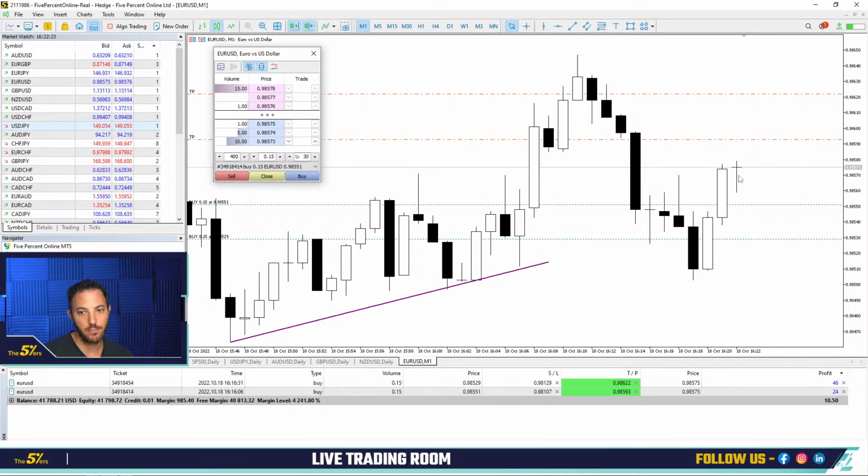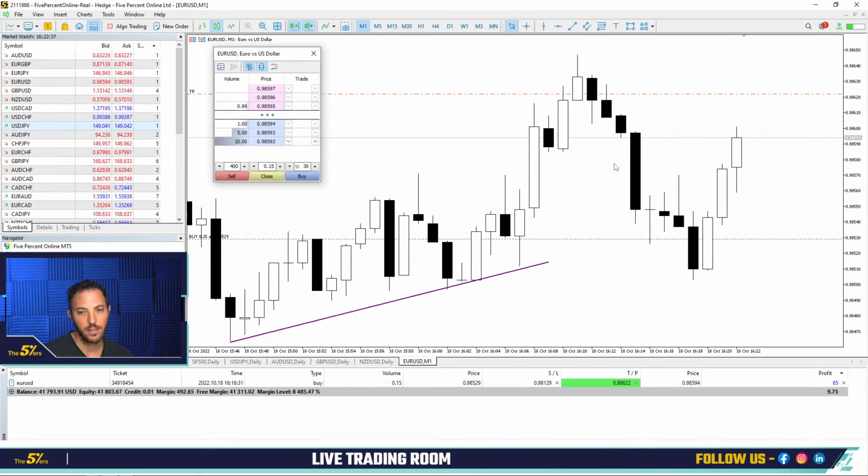Okay, nice movement for my trade. Okay, nice rejection to the downside. Let's see if we can get some follow through. Come on, nice. And the latest one.